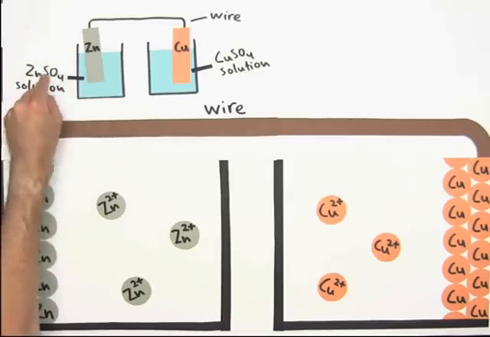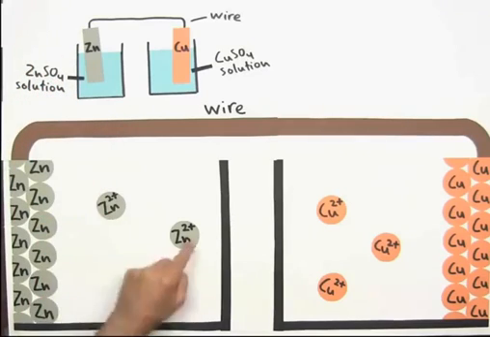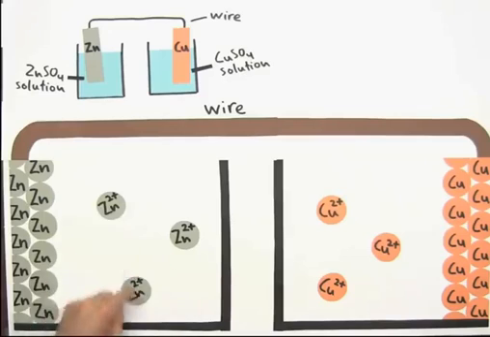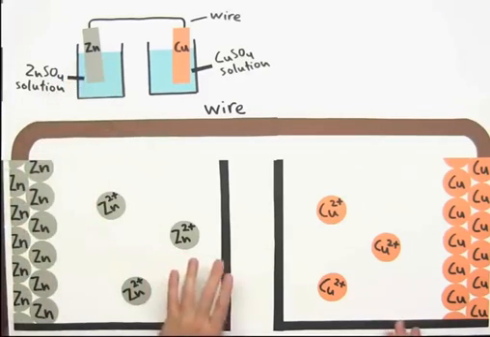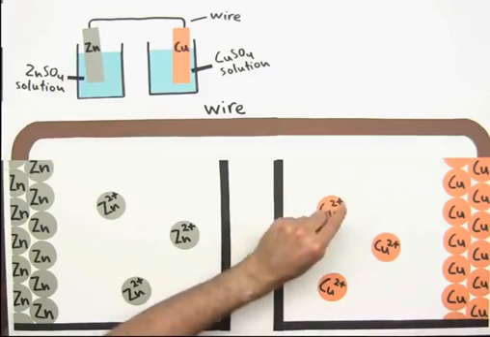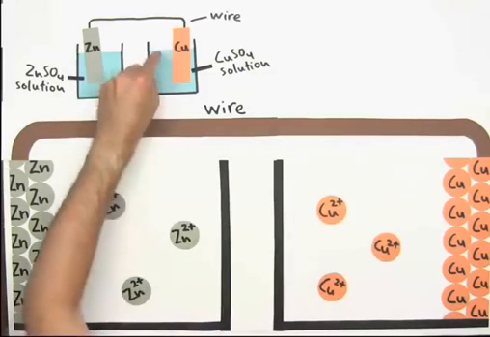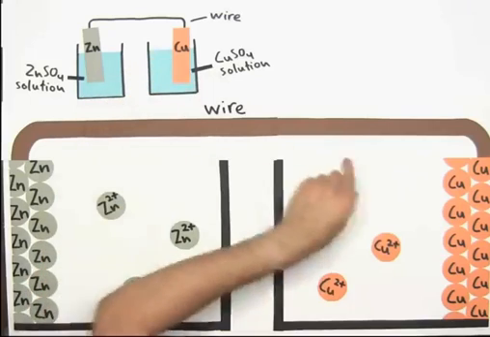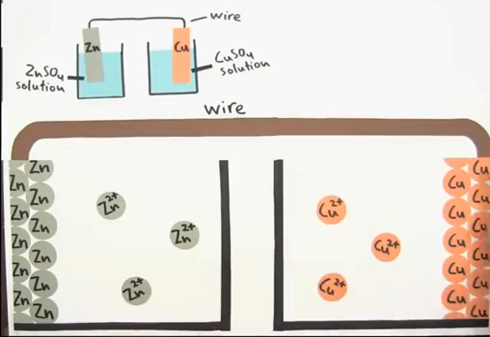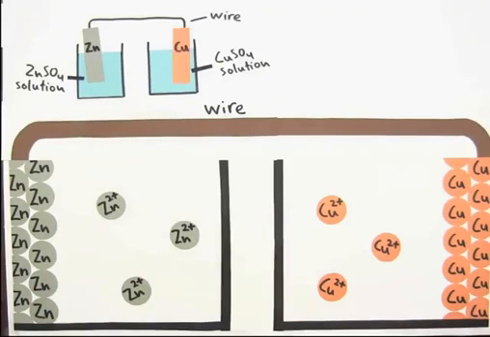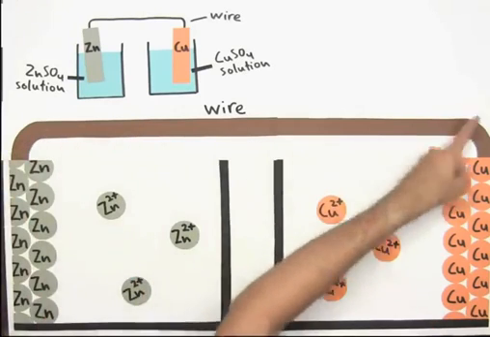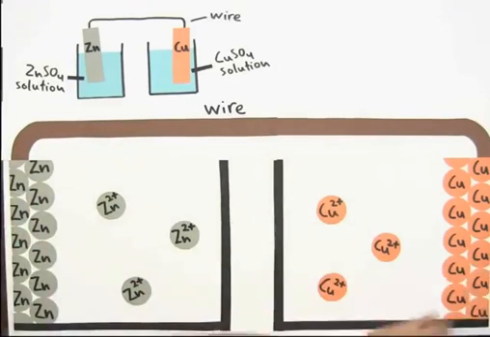They're part of this ZnSO4 solution. I'm not showing the SO4 here. I just want to focus in on the zinc. So zinc ions in the solution and these zinc atoms in the piece of zinc. Then over here, we have these Cu2+ ions that are in the CuSO4 solution. They're dissolved here. And then these copper atoms are on the edge of this piece of copper here. Okay? So we've got a wire that connects the zinc and the copper.